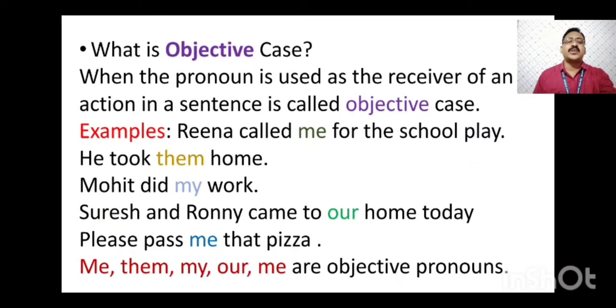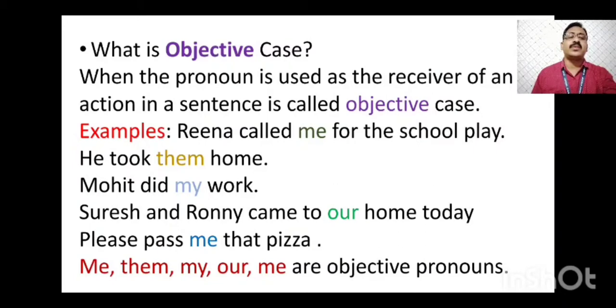Now what is objective case? When the pronoun is used as the receiver of an action in a sentence, it is called objective case. Means it is not the subject, it is used after the verb as a receiver. How it is? Examples you can see.